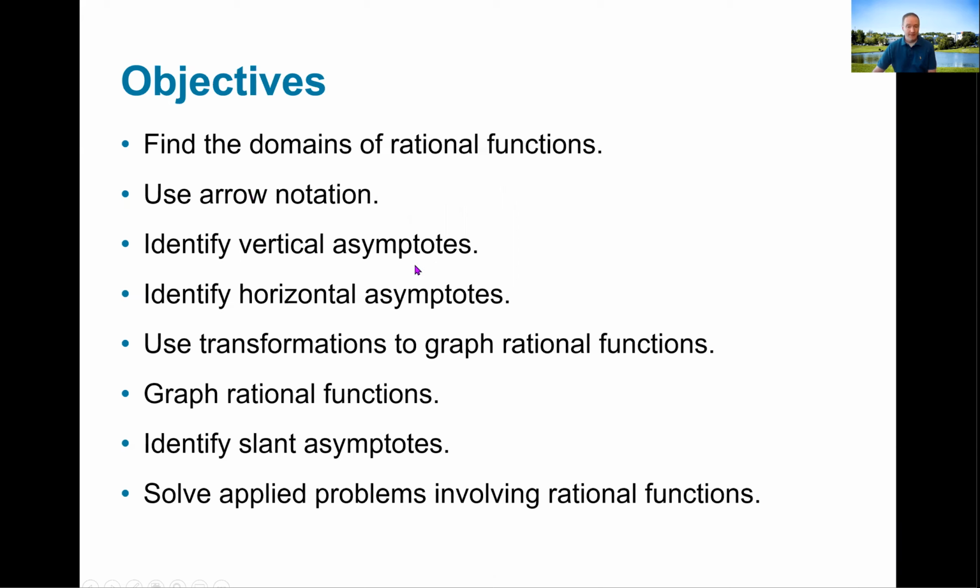Identify vertical asymptotes, identify horizontal asymptotes, use transformations to graph rational functions, graph rational functions, and then lastly, identify slant asymptotes. And then we usually try to work some application problems, meaning some word problem applications to rational functions.